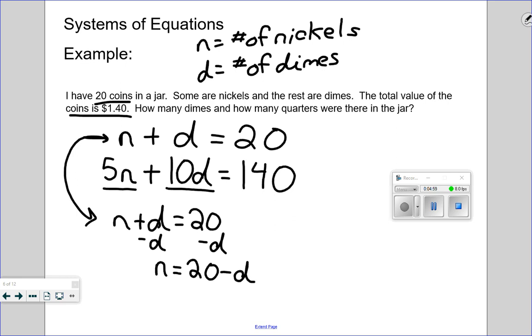So you pick one of your equations and you isolate one of the variables. It doesn't really matter which equation or which variable you pick. It's just easier to do the one that looks simpler, that doesn't have the coefficients in front of the letters, if possible.